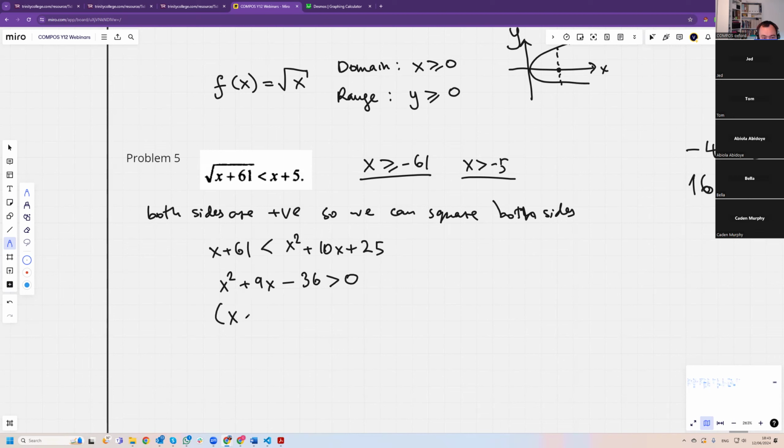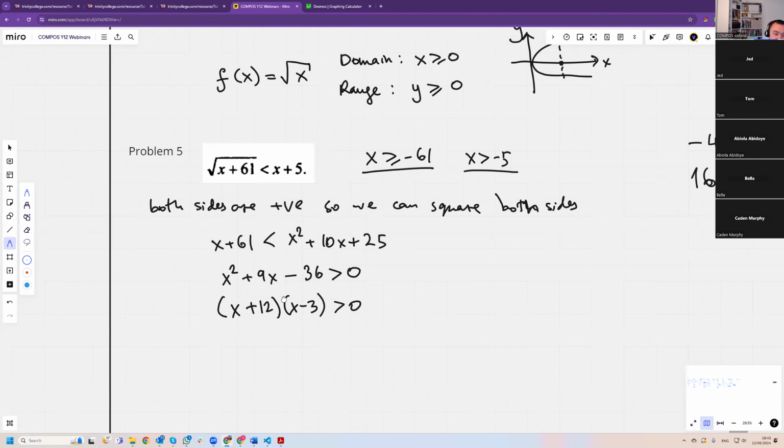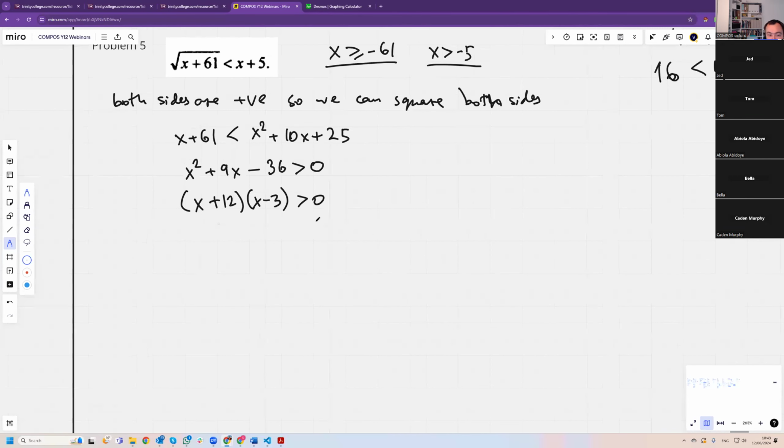And then I can factorize it. So it's going to be x squared plus 9x minus 36, that's 12 and 3, I believe, so x plus 12, x minus 3, greater than 0. Have I made a mistake? Don't think so. Minus 36, 12 minus 3 is 9. Yeah, that is correct.